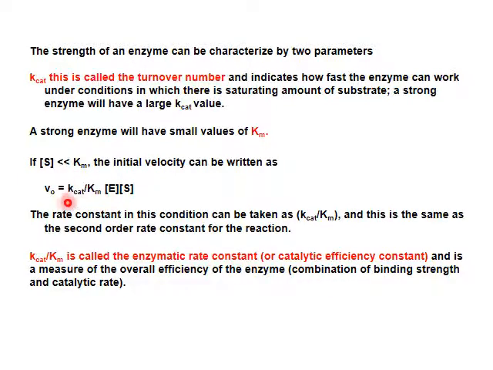And so we call this particular expression, kcat over Km, the enzymatic rate constant or the catalytic efficiency constant, because it measures the overall efficiency of the enzyme, because it combines the catalytic step as well as the substrate recognition step. So like I said, if you have a large kcat and a small Km, you're going to get a big value for kcat over Km. And that's going to be a more efficient enzyme. So efficient enzymes have large kcats and small Kms.